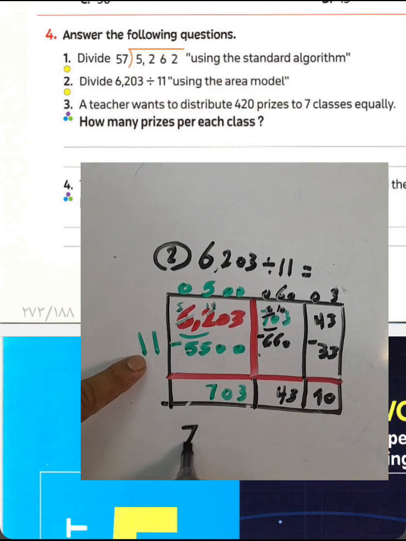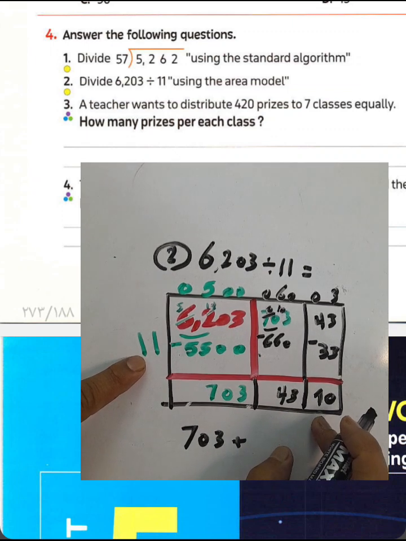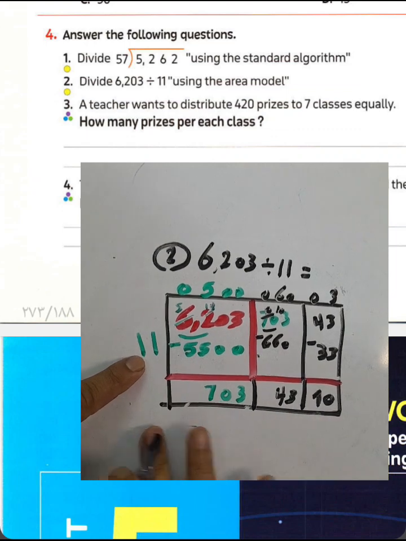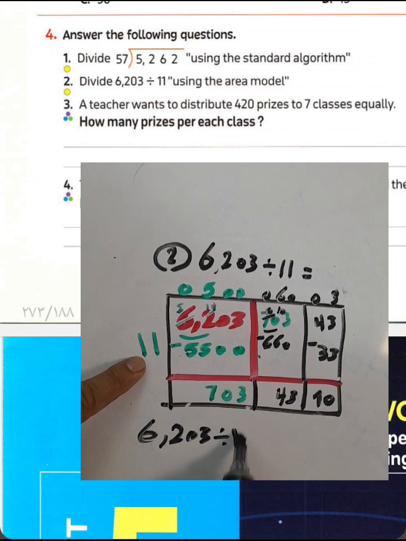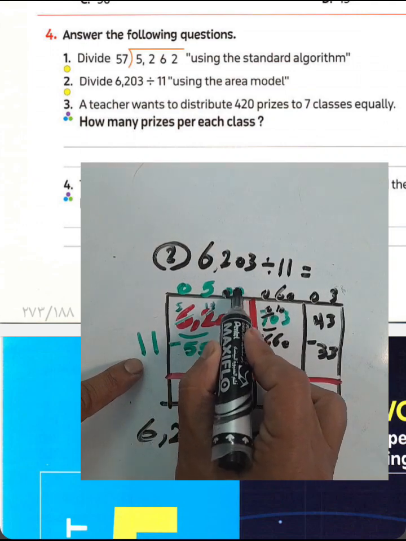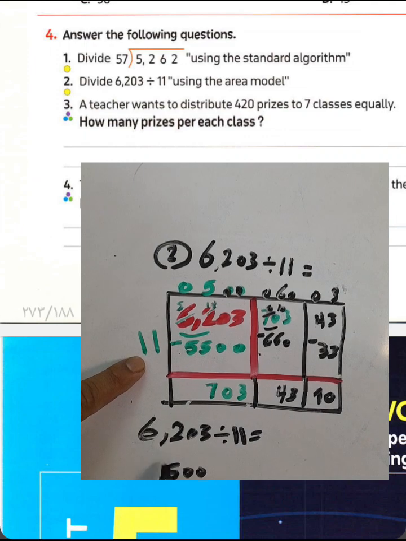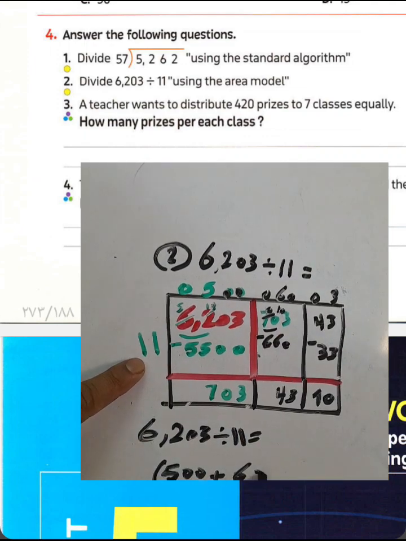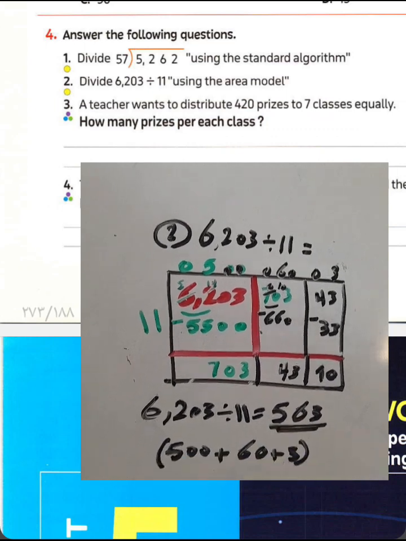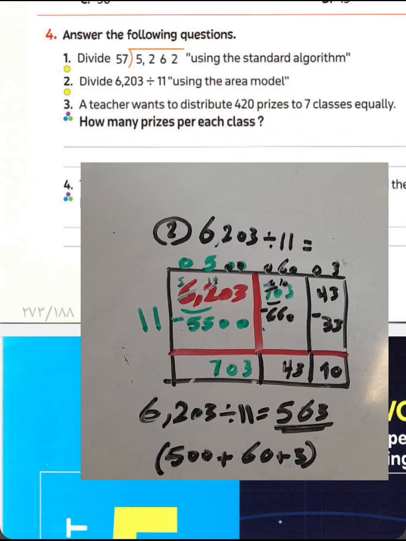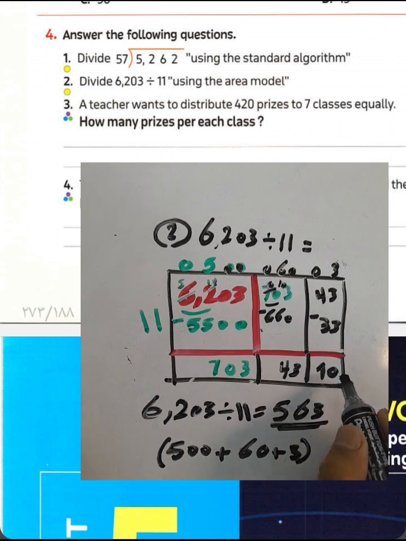Then you can write 703 plus 43 plus 10 to find the result here. Now you can write this equation: 6203 divided by 11 equals 500. You must add 500 to 60 to 3 to find the quotient. The result will be 563 and the remainder 10, because it's the remainder.